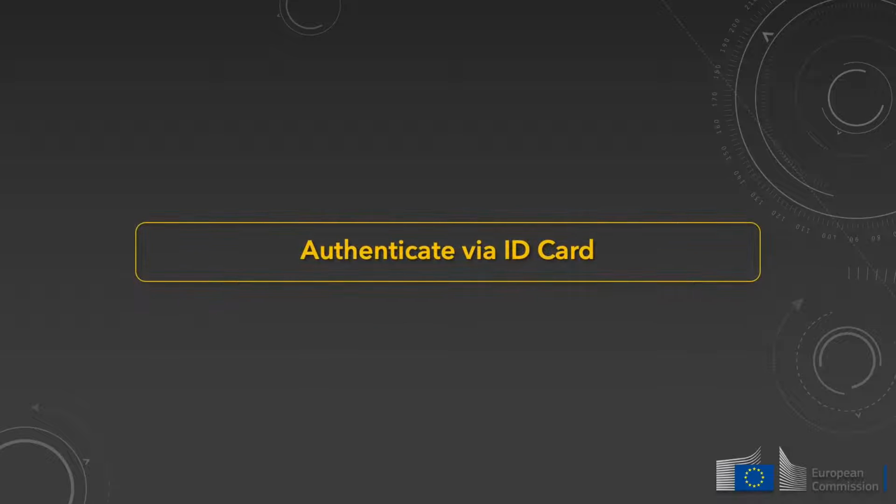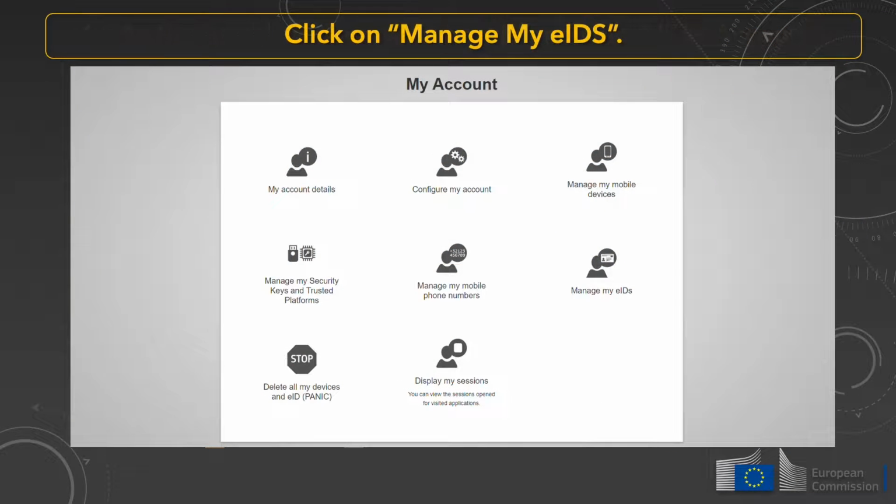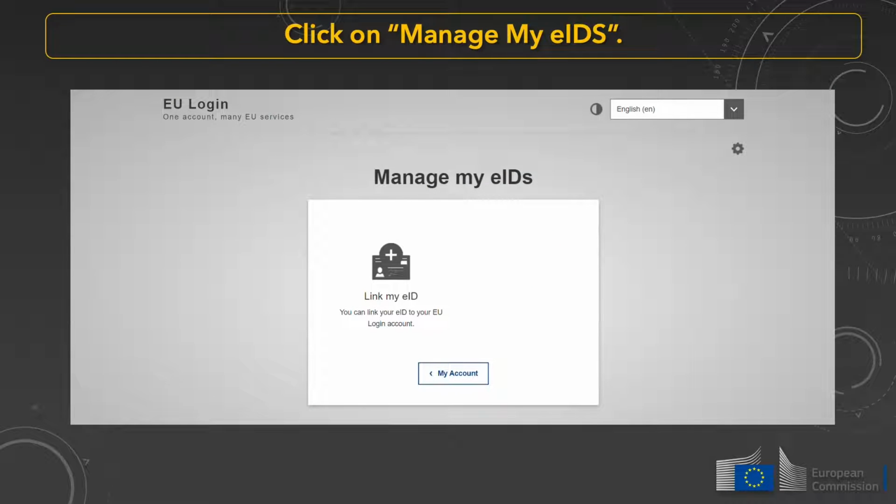Authenticate via ID card. Go to the portal, click on your profile, and select My Account. Click on Manage My e-IDs. Click on Link My e-ID. For obvious reasons, you can link one ID to one account.